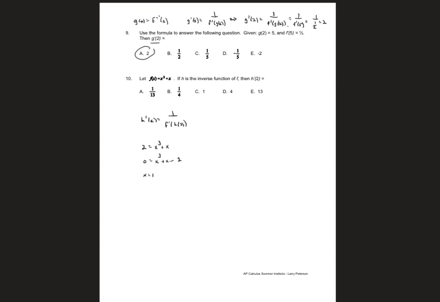So then we get here, we want 1 over f prime of 1. And our f prime of x we'll have to find is 3x squared plus 1. And then plugging in 1, f prime of 1 is going to be 3 plus 1 is 4. And so this is going to become 1/4. And that's going to be option B. Very good.